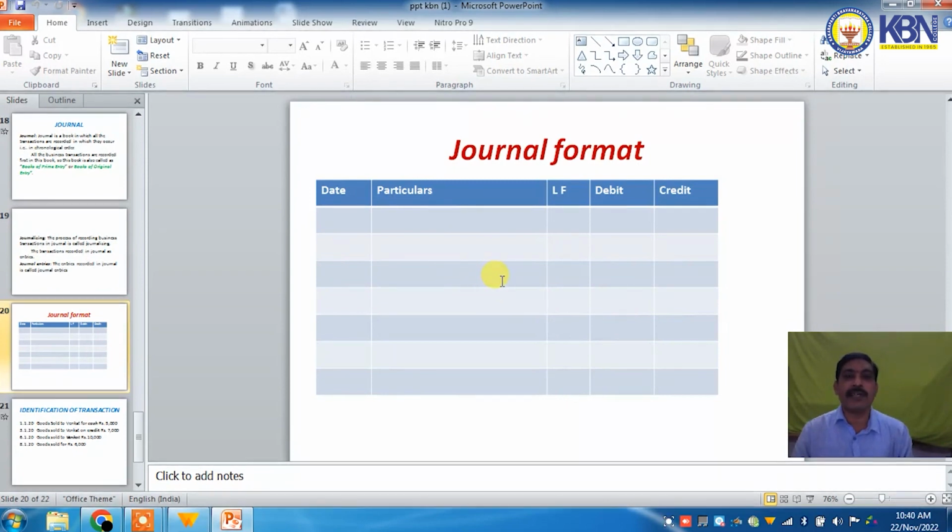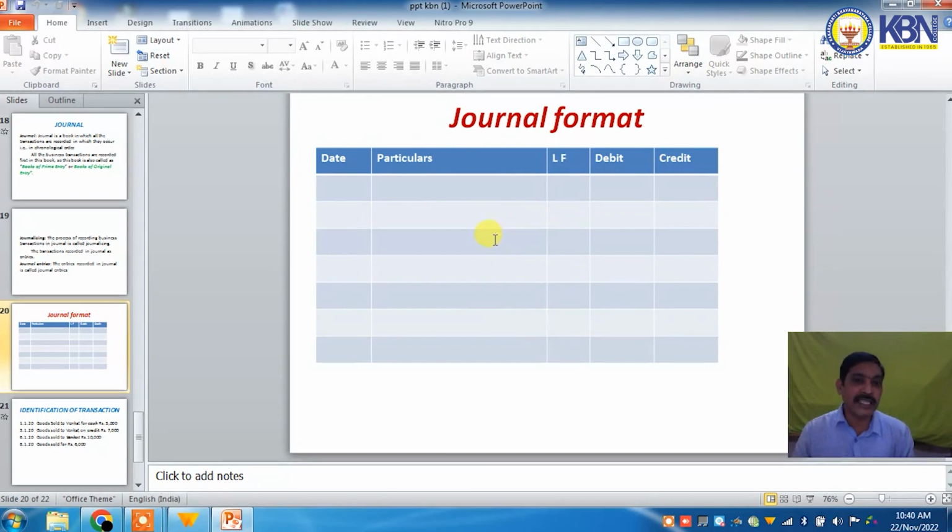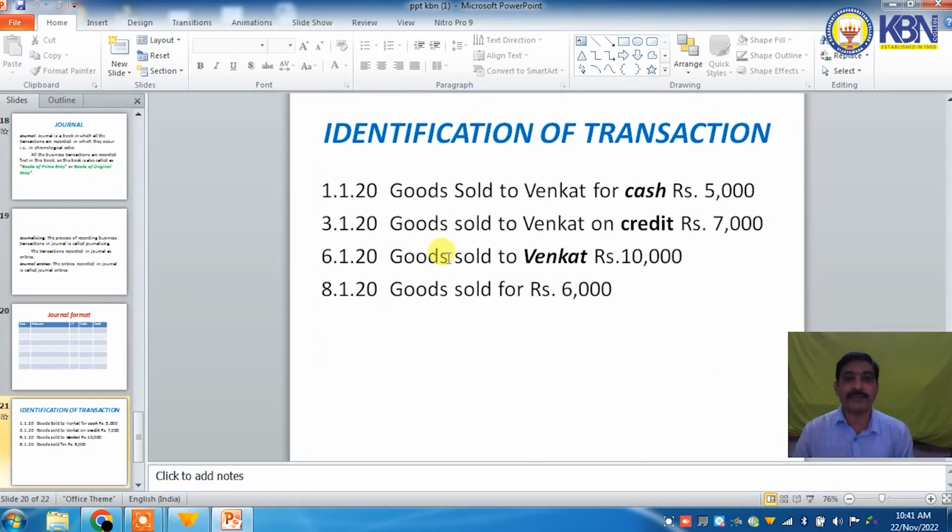It is the format of journal. Yes, there are 5 columns: date, particulars, LF meaning ledger folio number, debit amount column, and credit amount column. All the business transactions are entered date wise in journal as entries. Before entering the transactions in journal, we must verify whether the given transaction is a cash transaction or a credit transaction.